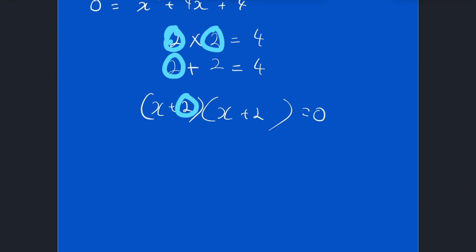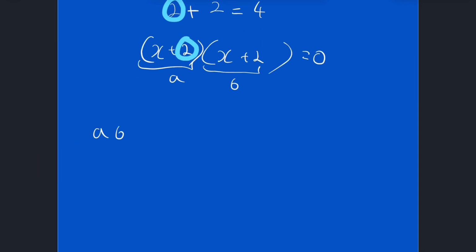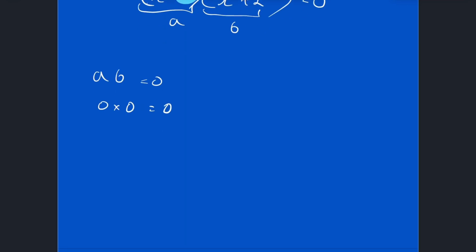Now, all we do is we say, okay, well, A, B. Imagine this is A and imagine this is B. This is just me proving a point here. So, okay, in order for A times B, this thingy times this thingy, to equal 0, two things have to be true, or three things. They both equal 0, one of them equals 0, or the other one equals 0.